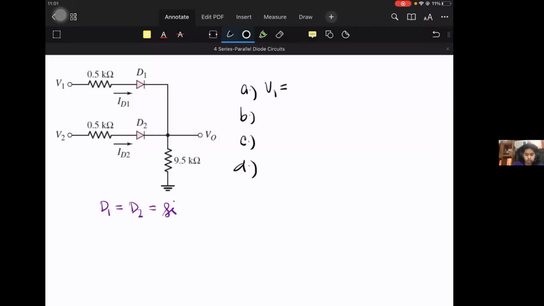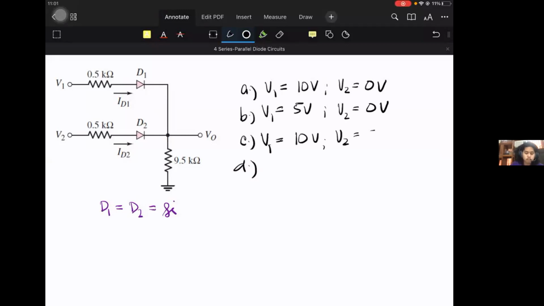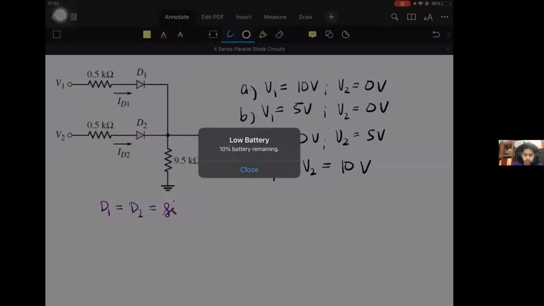Case 1 where V1 is 10 volts and V2 is 0 volts. V1 is 5 volts for case 2 and V2 is 0 volts. Case 3 where V1 is 10 volts and V2 is 5 volts. And case 4 where both V1 and V2 are 10 volts. Case D is the same as our previous example.